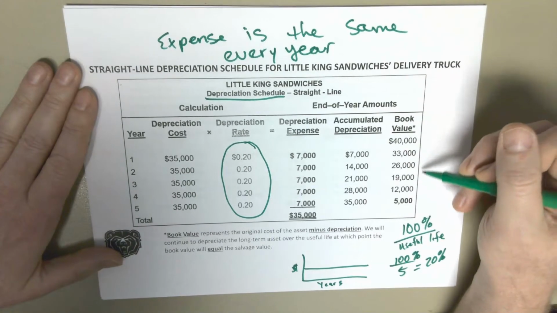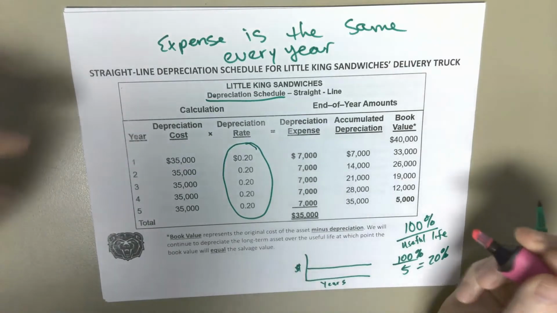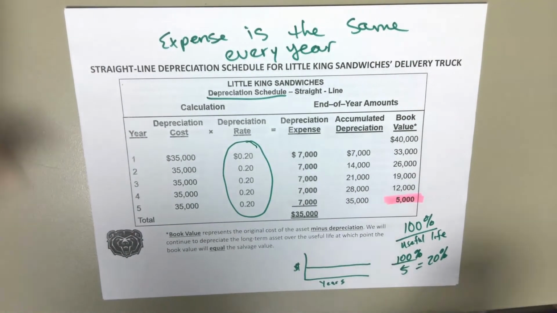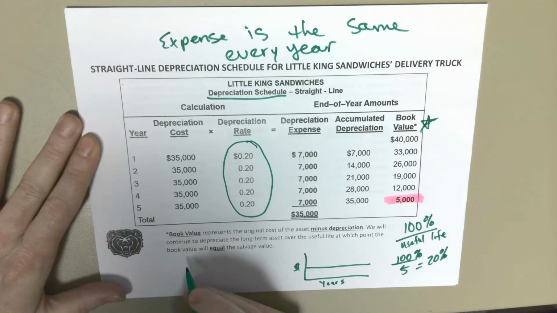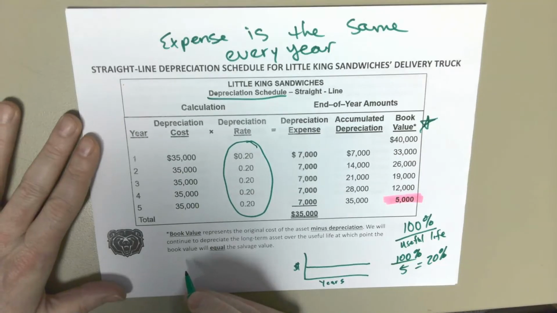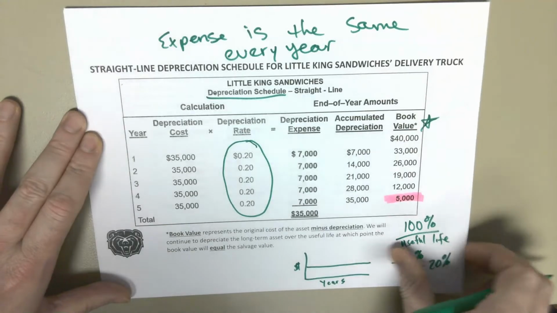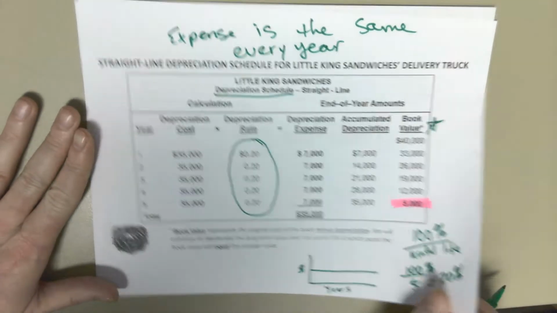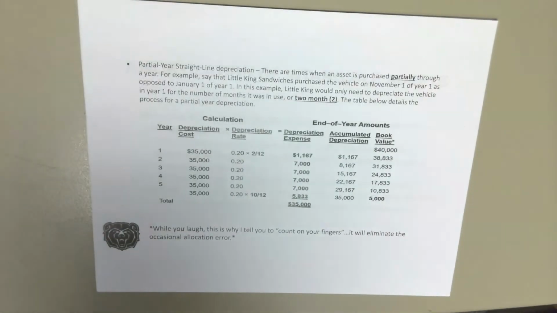So here you can see your book value slowly decreasing. Please note, this is important. At the end of its useful life, you want its book value here to equal its salvage value or its residual value, okay? So your book value will equal the salvage value at the end of your useful life.